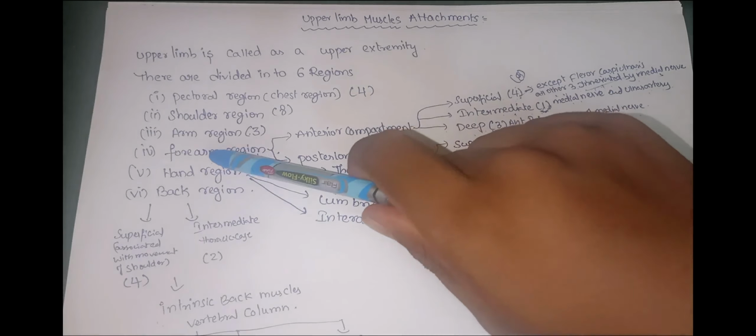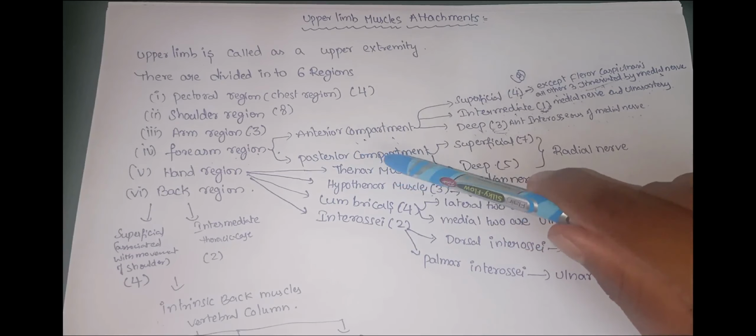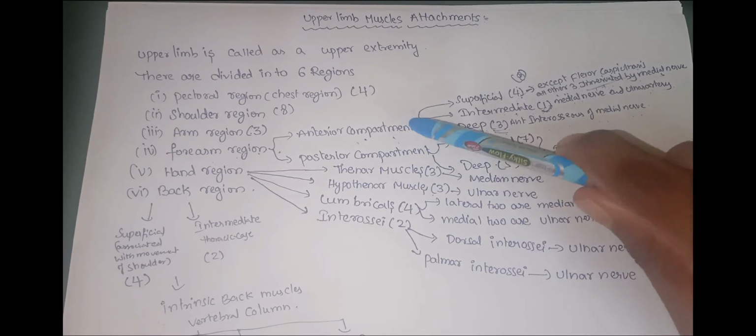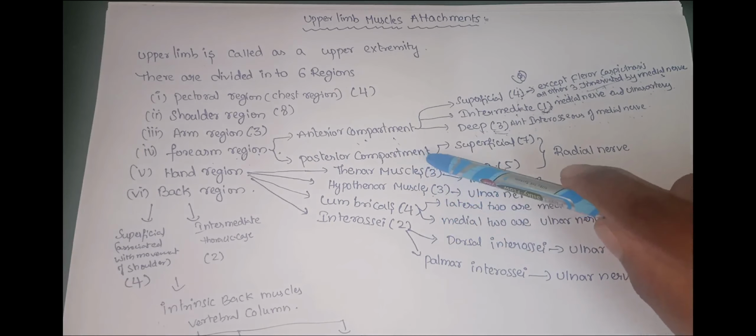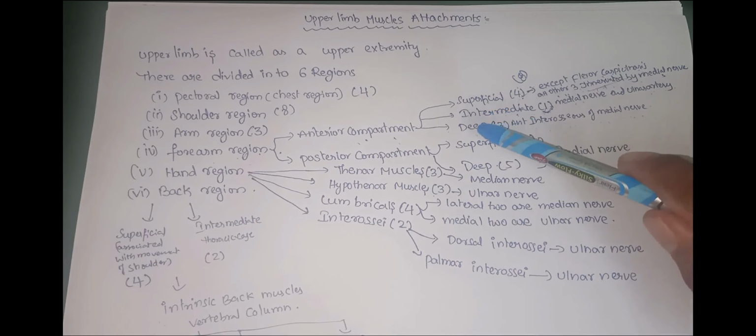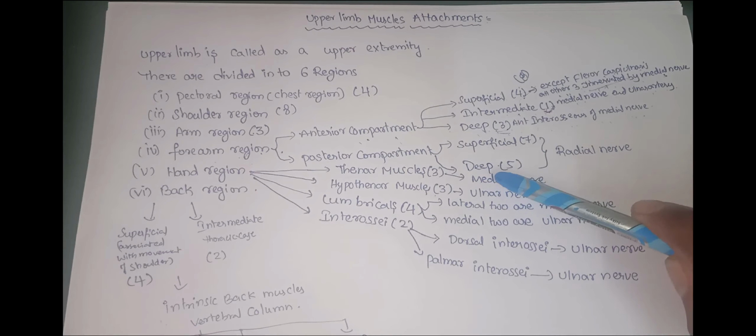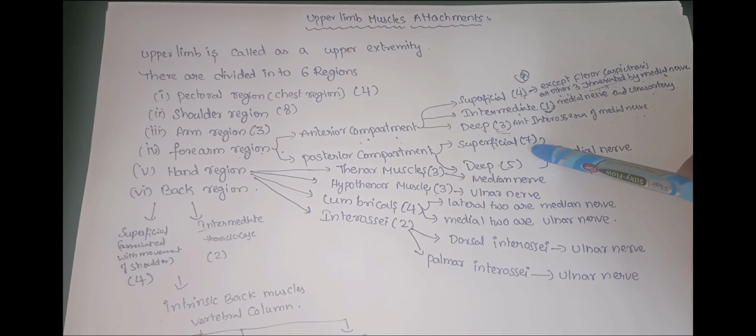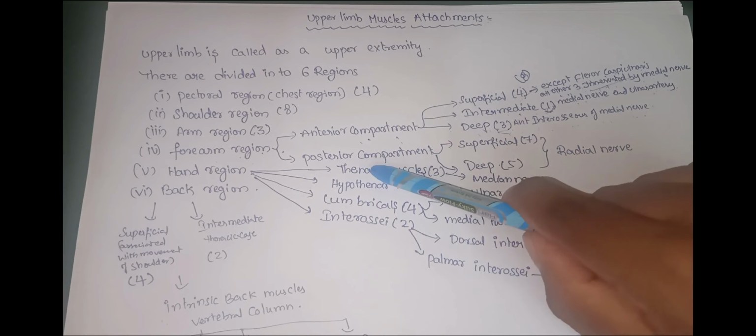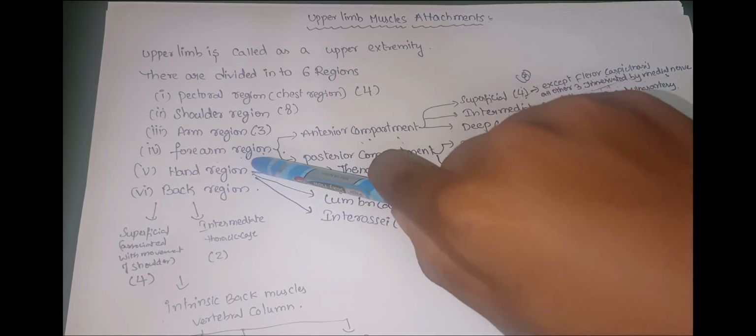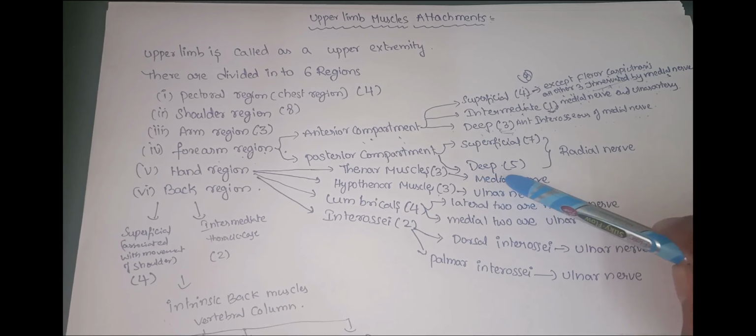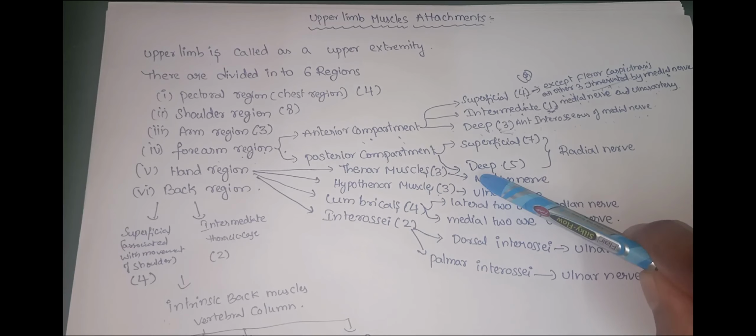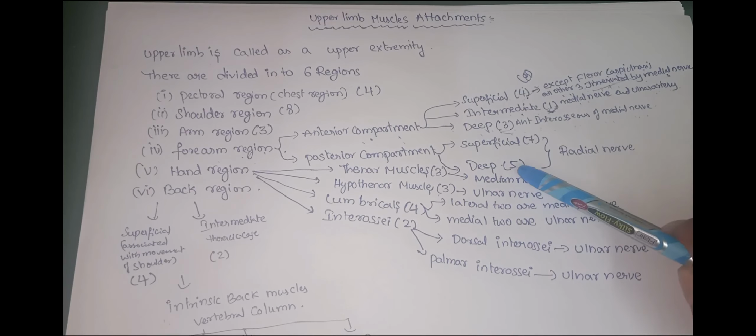So next, forearm region. In the forearm region we are going to discuss the posterior compartment. The posterior compartment is divided into 2 regions: superficial region and deep region. How many muscles are present in the superficial region? There are 7 muscles in the superficial region of the posterior compartment of the forearm region, and in the deep region there are 5 muscles.